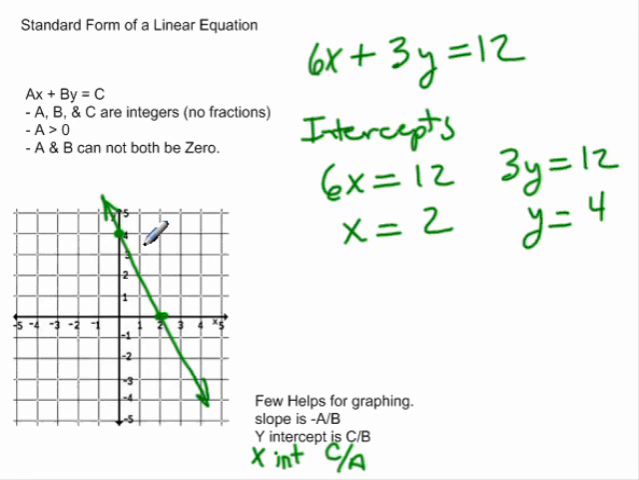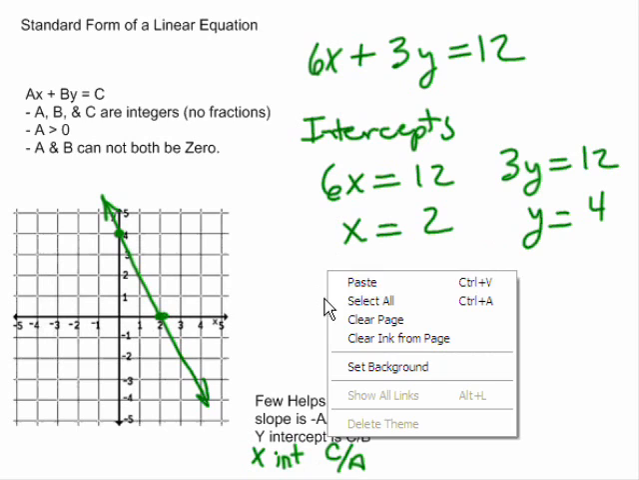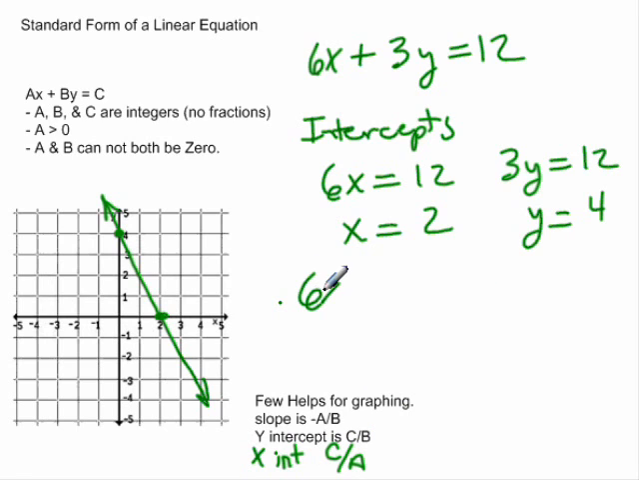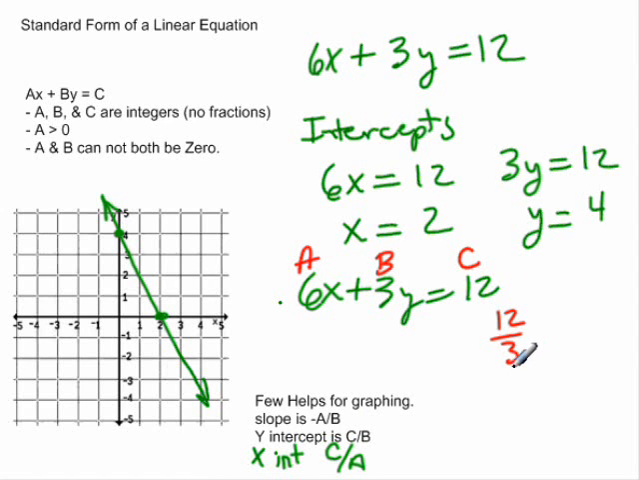Another way we can talk about is the cover-up method. If you've heard of it before, you cover up either the x or the y and you solve for the missing value. Now, how do these cheats come into play? Well, let's look at it. If I take 6x plus 3y equals 12, notice that this 6 is my A, here is my B, and here is my C. So if I'm solving for the y-intercept, 12 over B, or 3.